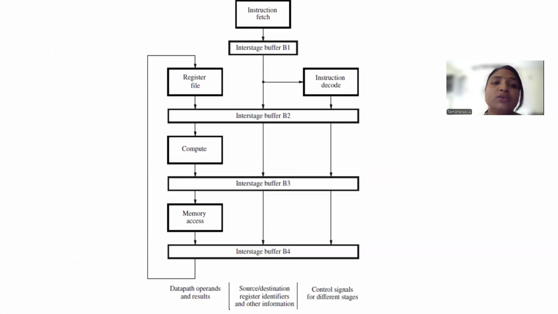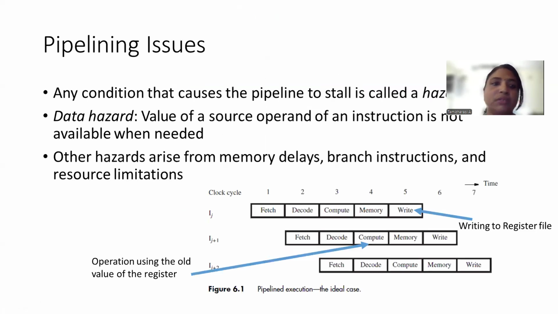Here I have taken 5 stages. This is the organization of a 5-stage pipelined processor. As you all know, in between every stage you will have a buffer, which we call an interstage buffer, to hold the intermediate results. As I told you, the first step is fetch, followed by decode, third is fetching the data from the register file, fourth is compute, then memory access, and finally storing the result into the register. In between you have interstage buffers. So this is the organization of a 5-stage pipelined processor.